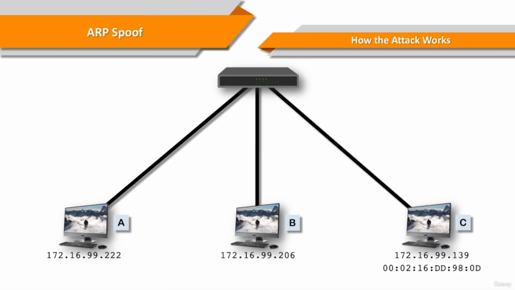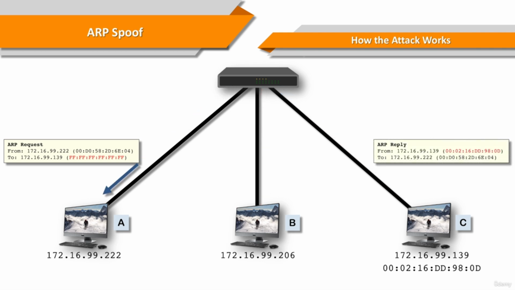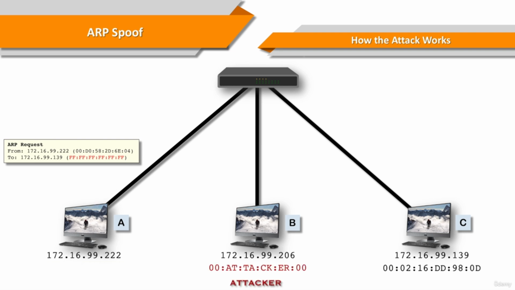Okay, so we have already seen the routine of the ARP protocol. Computer A sends an ARP request. The request is broadcast. The owner of the IP replies with an ARP reply, and both sides update their ARP tables. Now we have an attacker in the network.